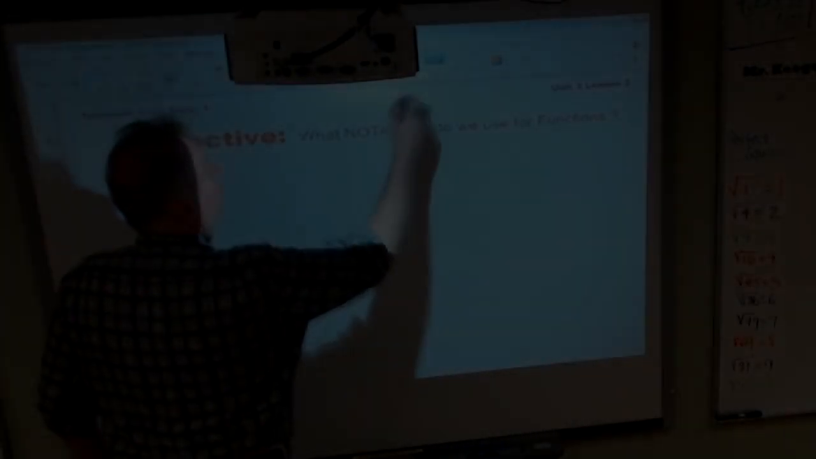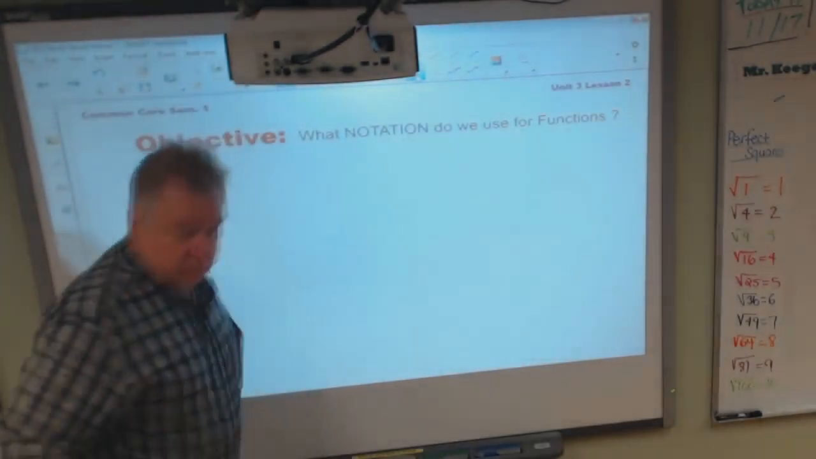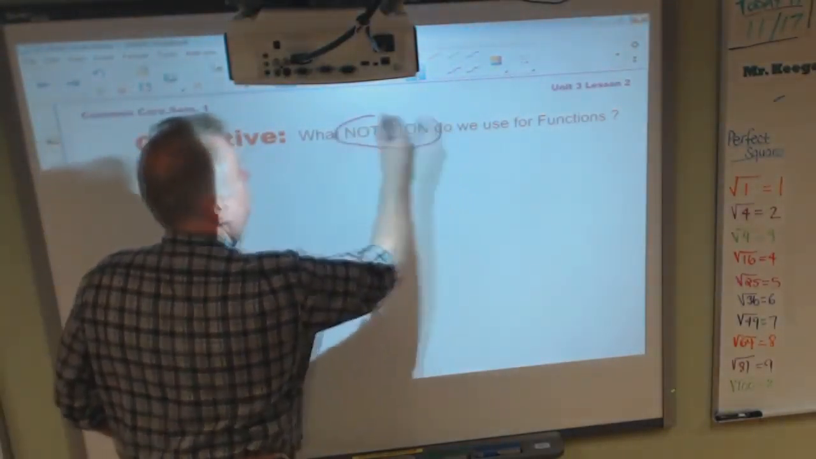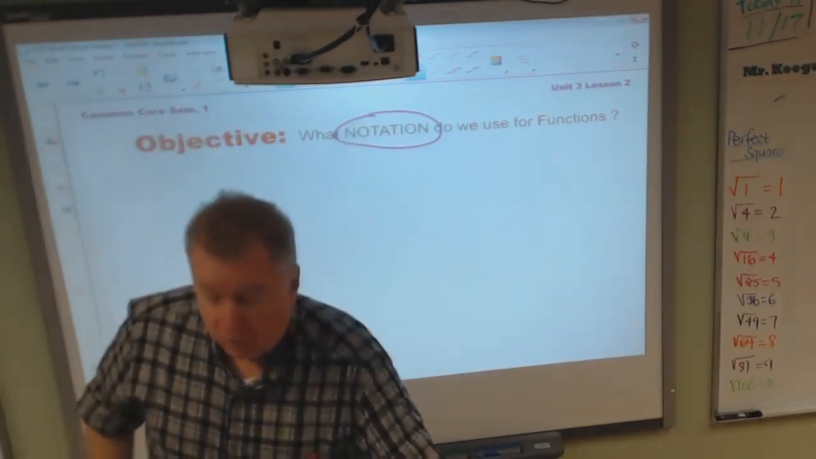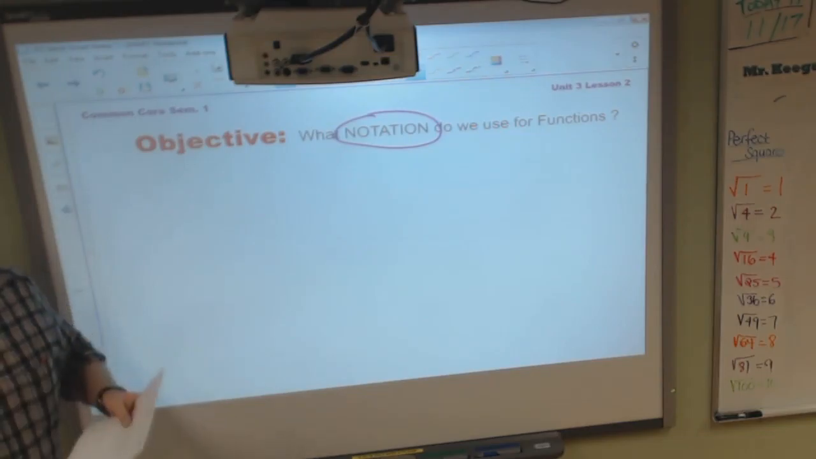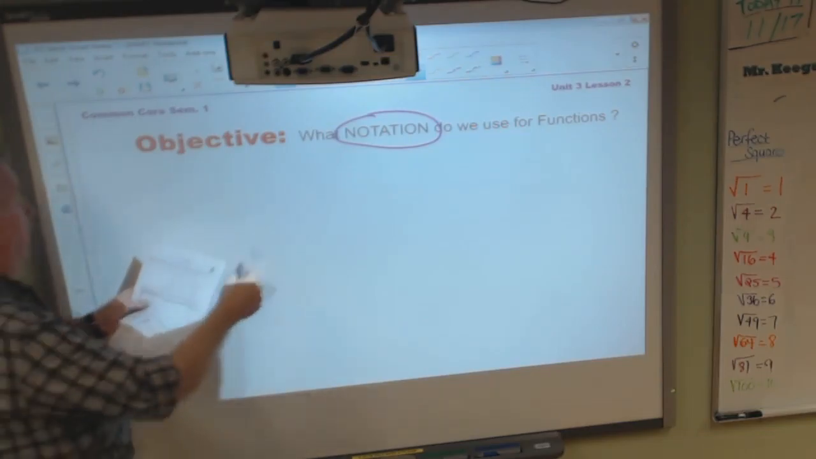All right, guys, we're going to start on this lesson: function notation. You all got this sheet? Elijah, pay attention to this and you can come back to that in a bit, okay?